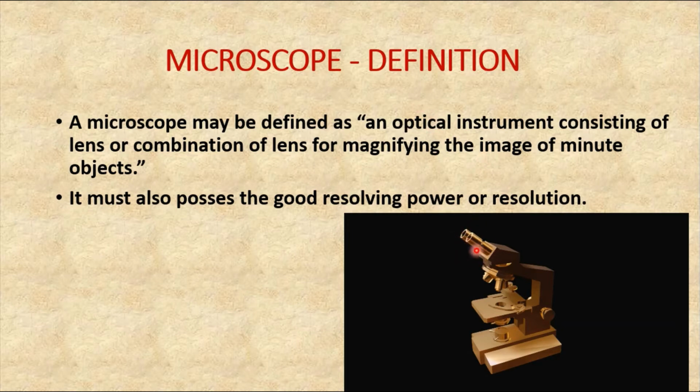What is meant by optical? Possessing a lens or a combination of lenses which are used for magnifying, that is enlarging, the image of the minute object such that we can see it, and it also possesses a resolving power. That means clarity. So resolving power, in simple terms, we call it clarity. So if a particular optical instrument has these two properties, magnification and resolution or resolving power, then we call that a microscope, mainly used for observing microorganisms.